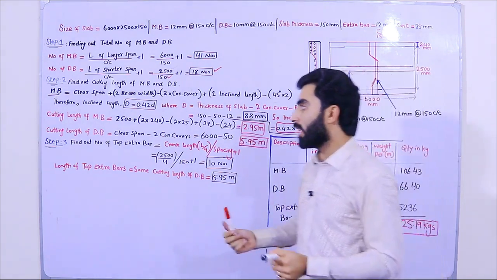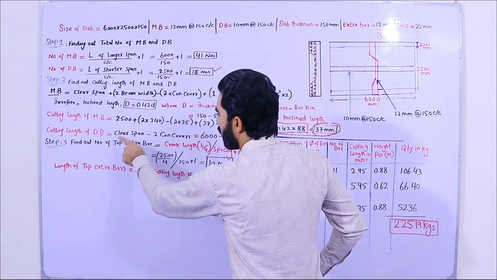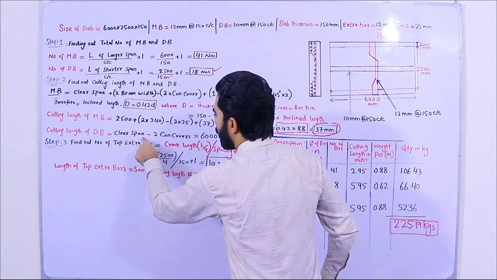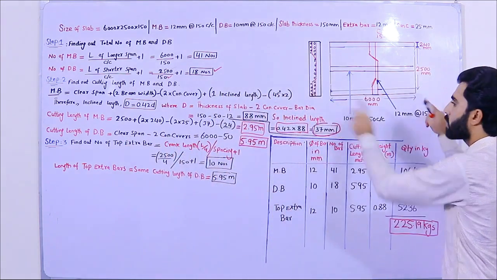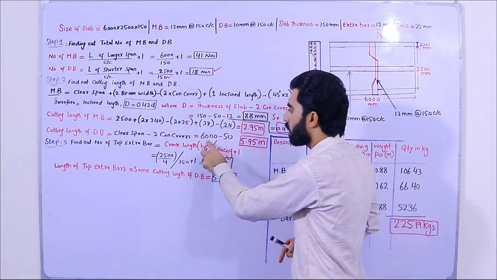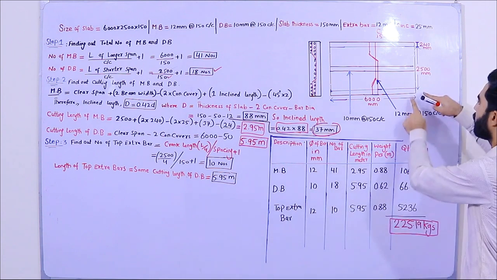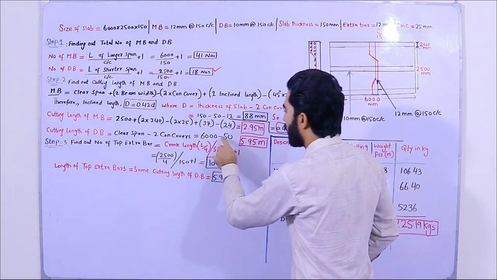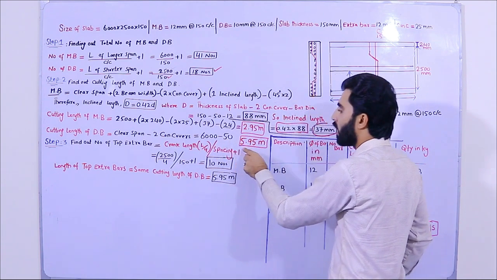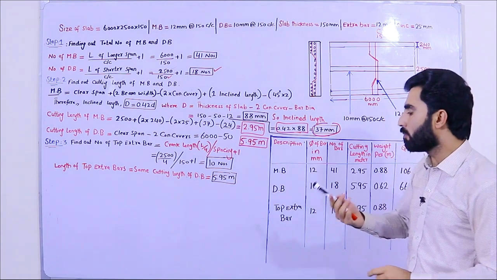Okay, so now find out the cutting length of distribution bar. So the distribution bar cutting length formula is clear span minus 2 concrete cover. So the clear span is 6000 millimeter minus 2 concrete cover. So one side concrete cover is 25, other side concrete cover is 25 millimeter, so minus 50. So the cutting length of distribution bar is 5.95 meter.